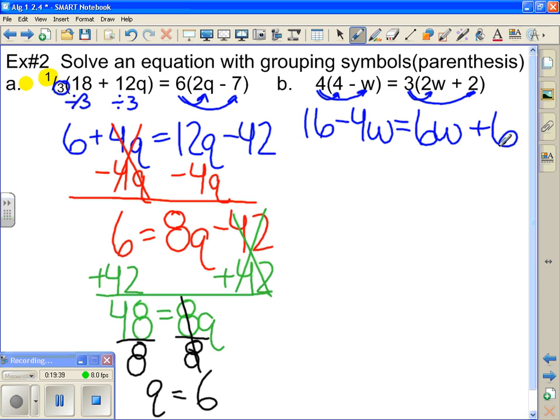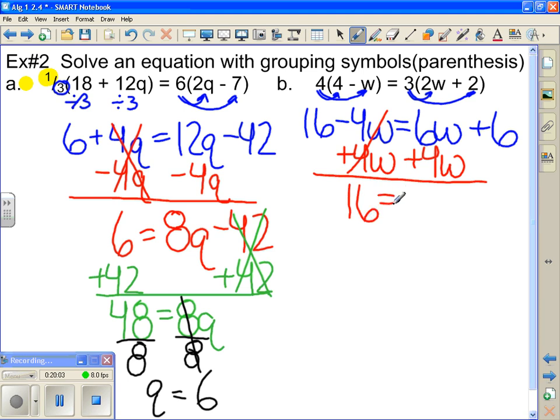We'll move on to step 4. Eliminate the smaller variable. Which variable is smaller? That's right, negative 4. And you should eliminate negative 4W with a plus 4W. That leaves you with 16 on the left, 6 plus 4W makes 10W plus 6.